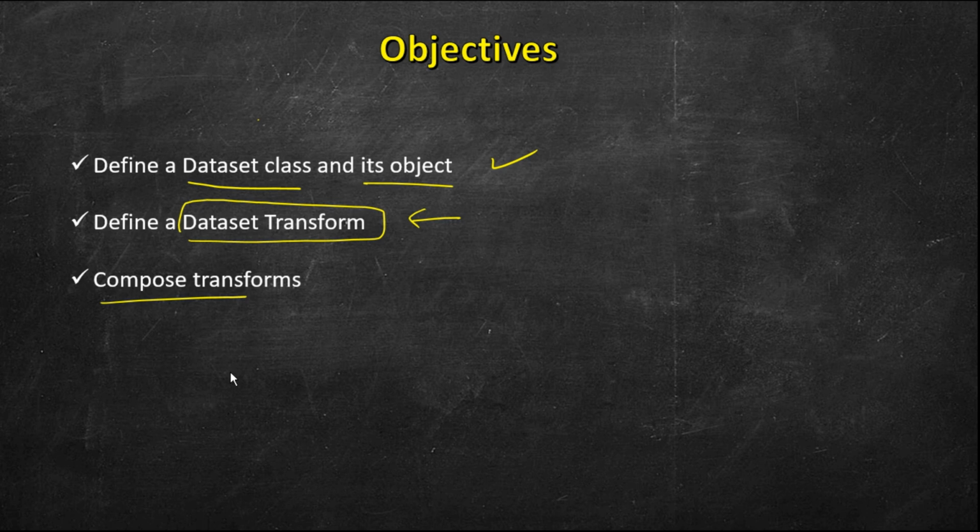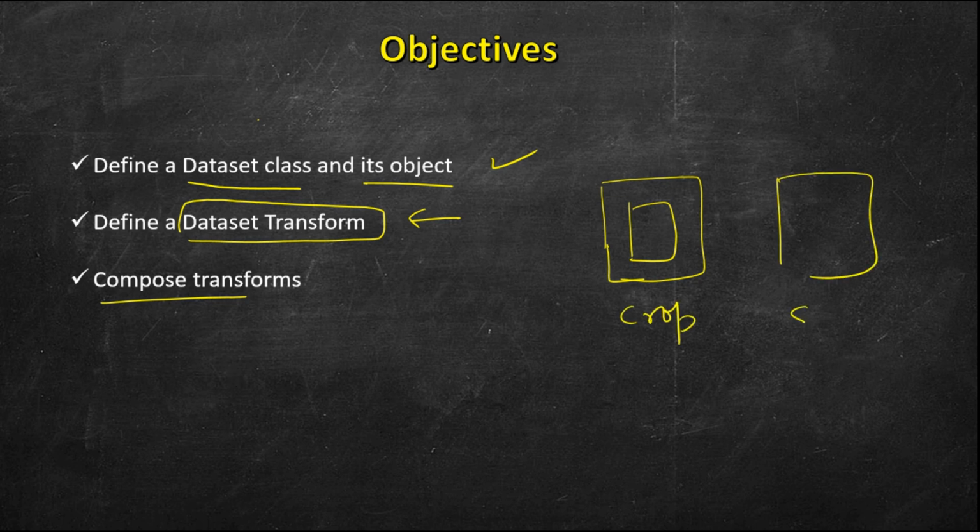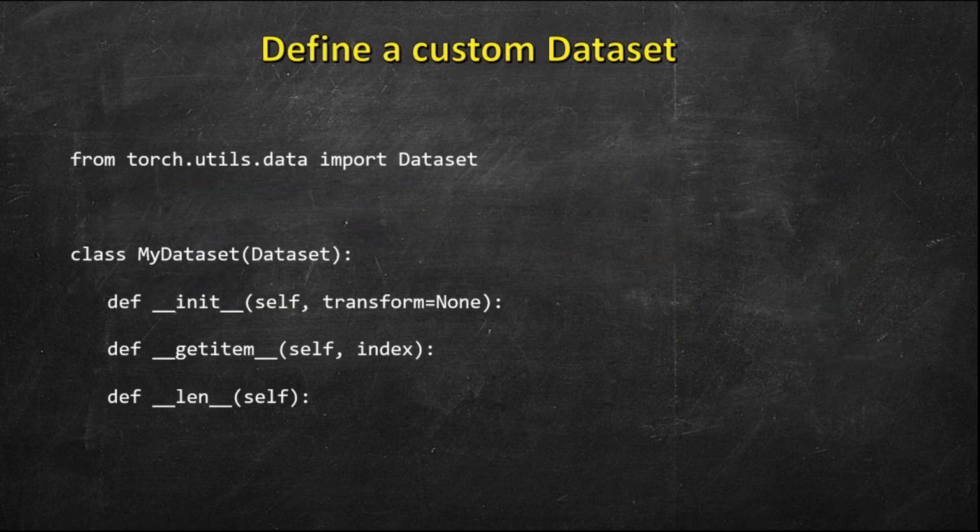For example, you may want to randomly crop your images before training, and let's say you may also want to resize them to some particular size. So we will consider them as two different transforms. One will be crop, one will be maybe scaling or resizing. And there can be many more transforms. So you can compose those multiple transforms into one, and then all those transforms will be applied to your data before processing.